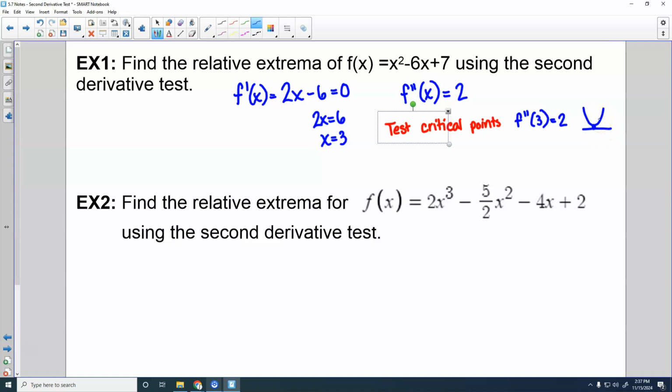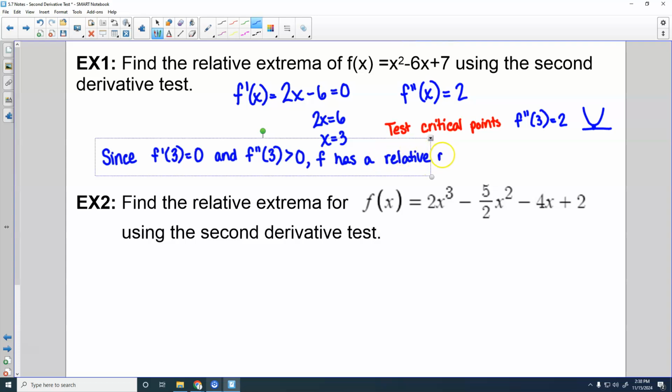So to summarize that, you would say since f prime of 3 equals 0 and f double prime of 3 is greater than 0, f has a relative minimum at x equals 3.